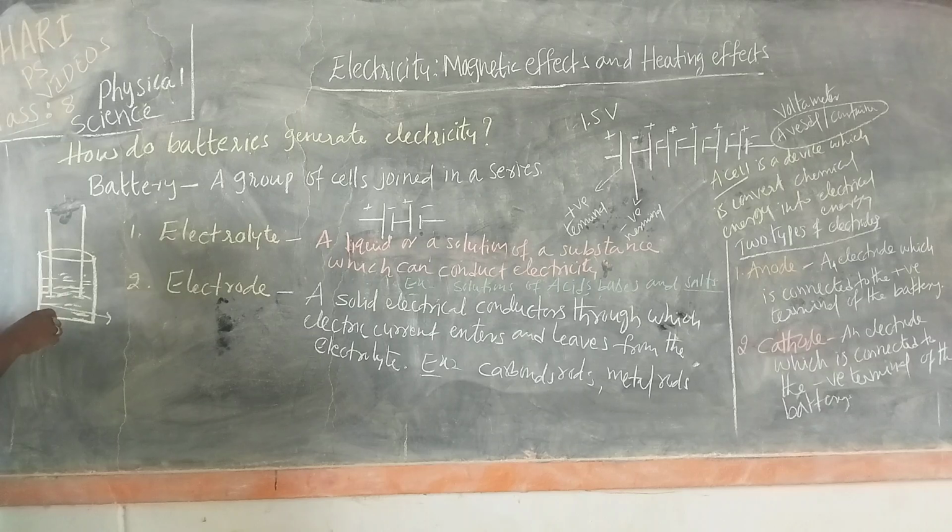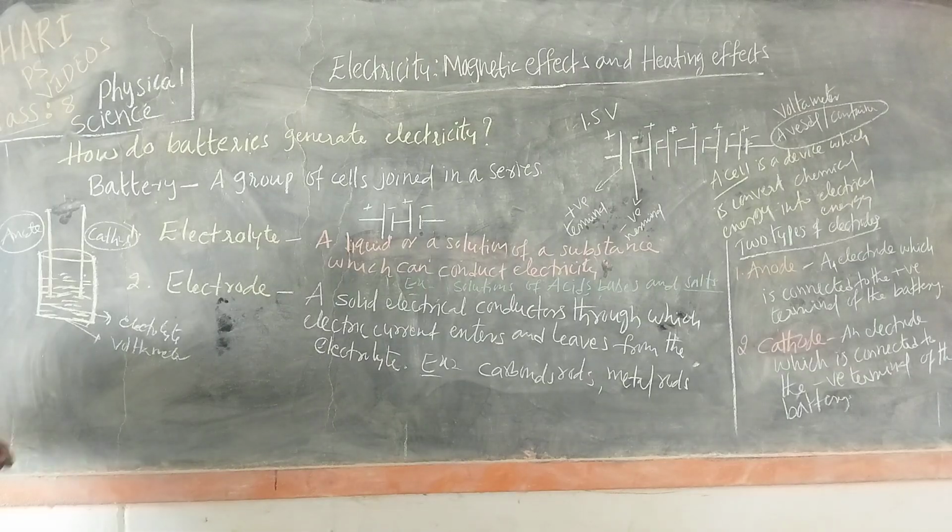During some chemical reactions, it acts as an anode. Due to some chemical reaction, it acts as a cathode. The solution we have taken here acts as an electrolyte. And this vessel or container is called a voltmeter. So these are some important terms. We should know these terms.